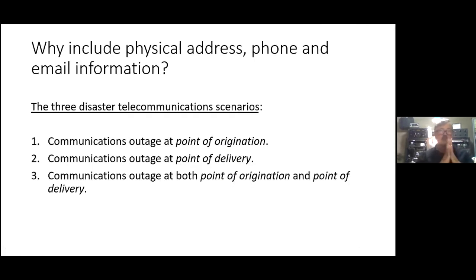We have had people ask in prior presentations, why do you need a physical address, or phone and email? What if the internet's down? Well, you might classify disaster telecommunications scenarios into three groups, at least within this context. A communications outage at the point of origination. Maybe the phones aren't working, but when that message gets to its point of delivery, email's available. A communications outage at the point of delivery. People need options. Or the worst case scenario, a major disaster, maybe something international in scope, where there are communications outages at both the point of origination and point of delivery. But in most cases, the communications outage will be at either the point of origination or the point of delivery. So we want to have several options available.